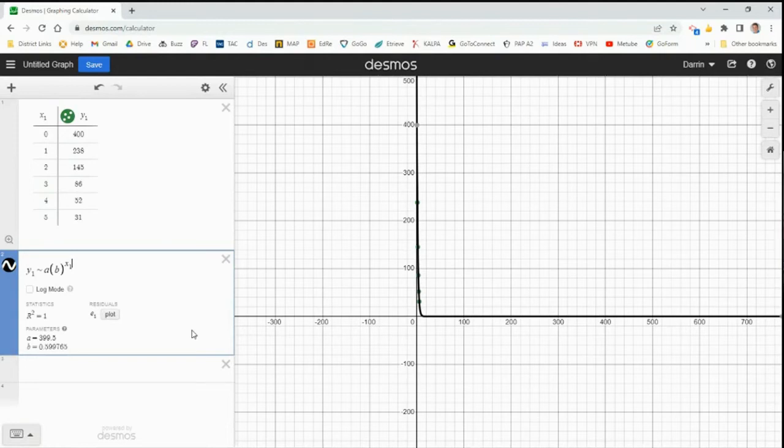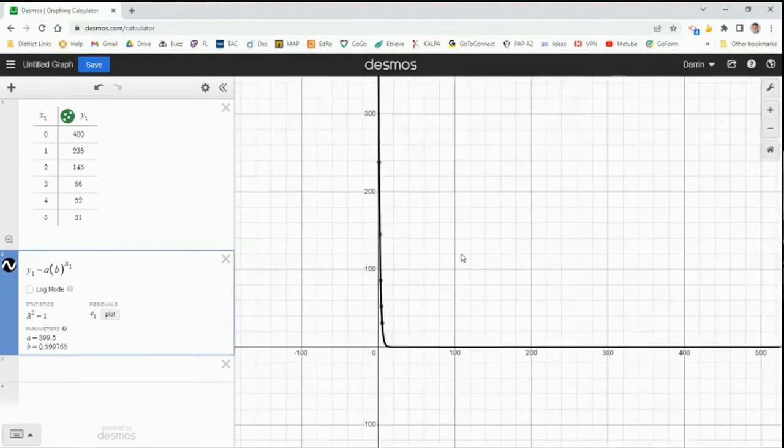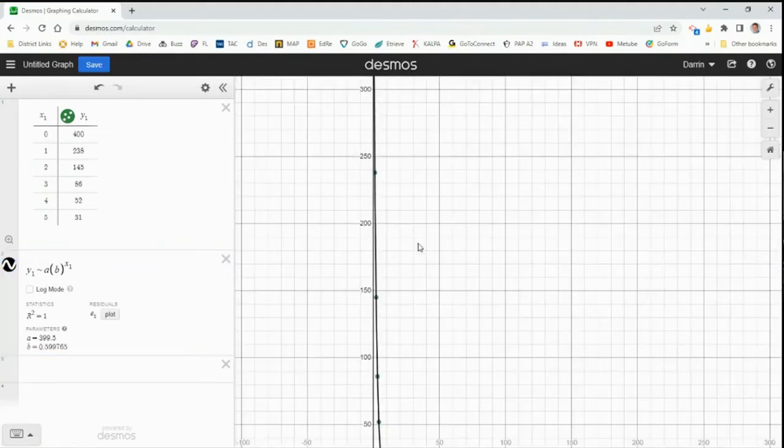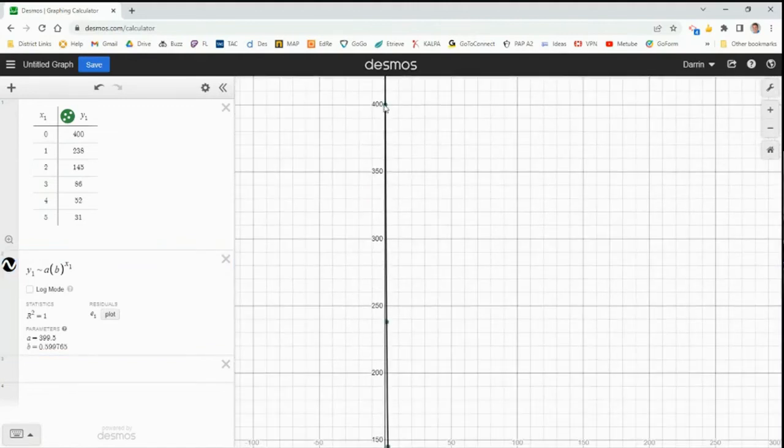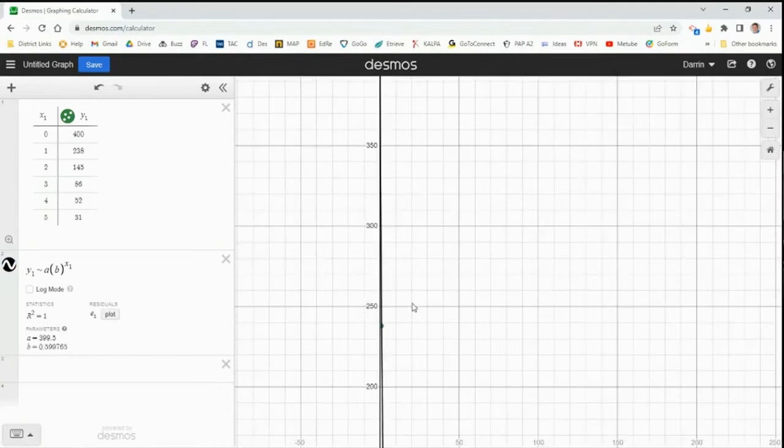When I use X1 and Y1, now it's going to actually use the data to get a line of best fit. And here is the A. See, 399.5 is the A. And the B is 0.599765. It gives us an A and B to fit into our equation. If we look over here at our data, let's zoom in on these points. That one's pretty much almost right in the middle of it.